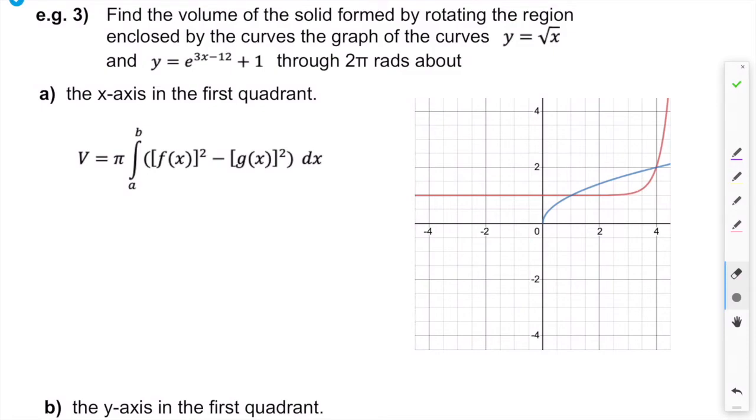Here is example 3. Find the volume of the solid formed by rotating the region enclosed by the curves of the graphs of y equals the square root of x and y equals e to the power of 3x minus 12, plus 1, through 2 pi radians about the x-axis in the first quadrant. So it's good to visualize what's going on here because we're talking about a region enclosed by two graphs. Using my pen, we're talking about this region and we're going to take it around the x-axis.